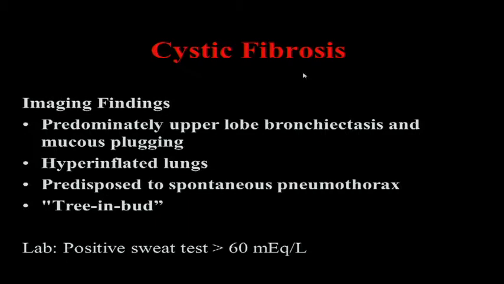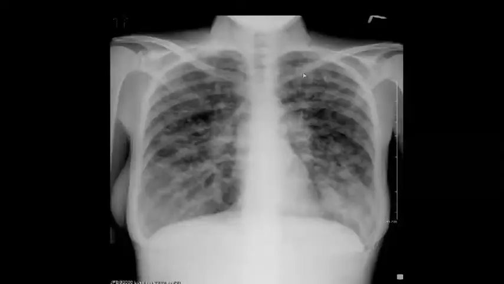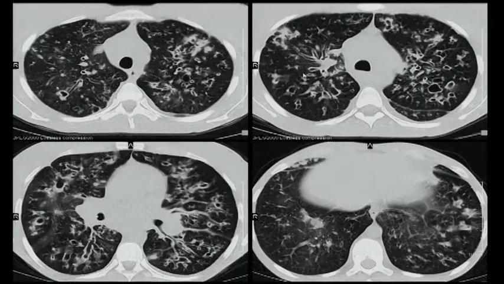Dr. Chadha, can you go back to the signet ring sign and explain why this patient had the signet ring sign? Yes. So what is a signet ring sign? The signet ring sign says that a branch of the pulmonary artery and a branch of the bronchial tree always travel together. That's what tells you that these are dilated bronchioles and not cystic. Correct.